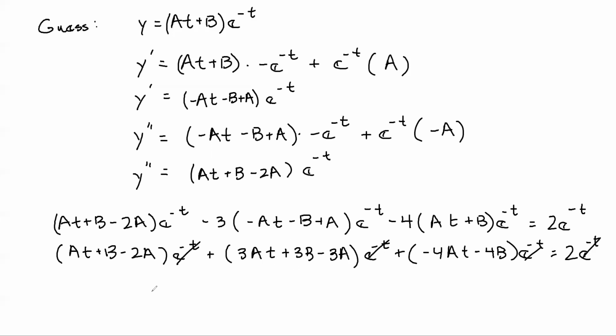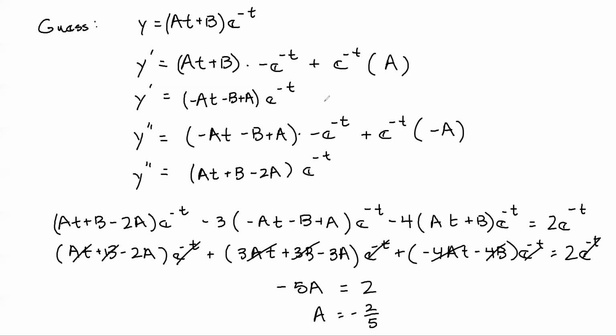And then we could do some combining here. What do we have? We have at, 3at minus 4at. Look at that, those cancel. All right, what else do we have? We have b plus 3b minus 4b. So that's 4b minus 4b. Those cancel too. Okay, and then we have minus 2a minus 3a, so we're going to have minus 4a, and then that needs to equal 2. And so we get a equals negative 2/5. All right, and so that worked.